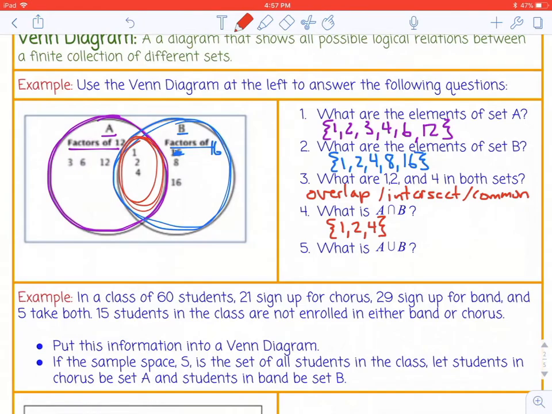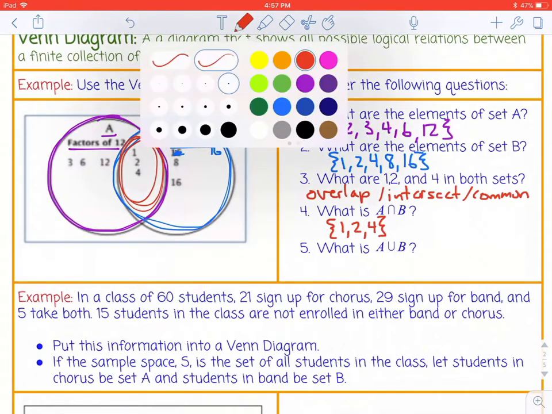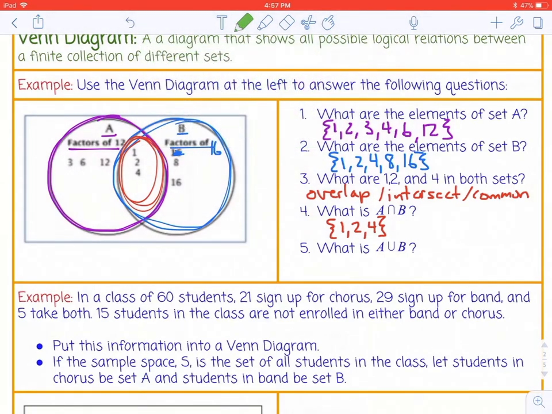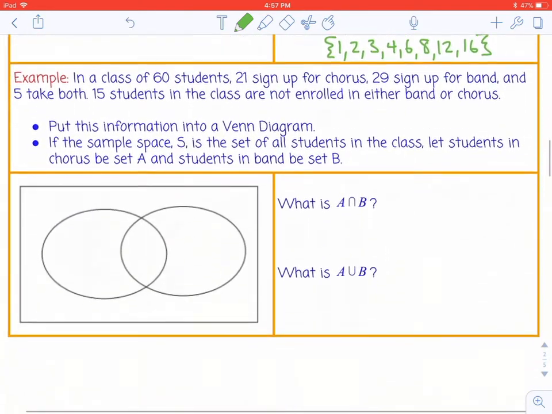And what is A union B? That would be everything in our Venn diagram. So we would need to list all the numbers in order of smallest to largest. So we have 1, 2, 3, 4, 6, 8, and then we have 12 and 16. So that's it for that example. Let's look at another example.